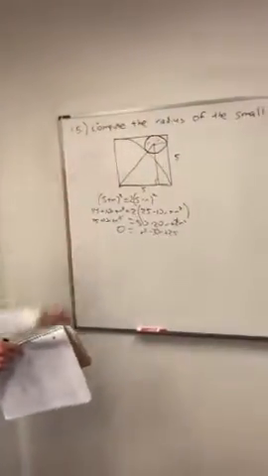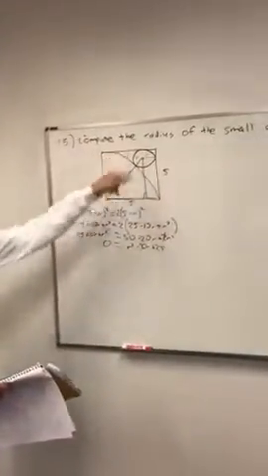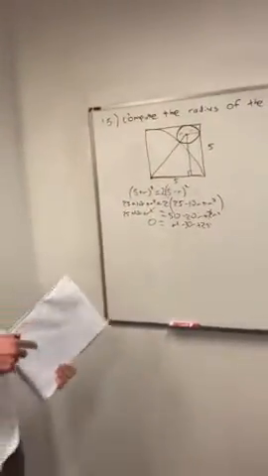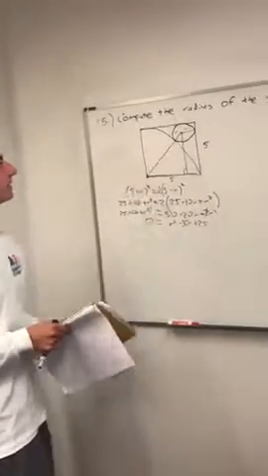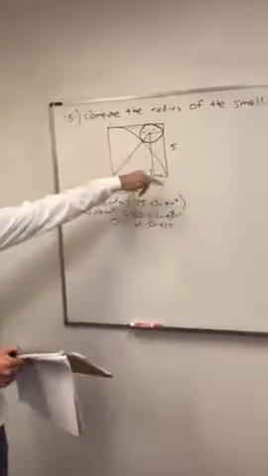Alright, we're good. Alright, so this is number 15. All we're doing is computing the radius of the small circle right here inside the big square. And the square has side lengths of 5, okay? So the first thing you gotta notice is this sector right here is part of a circle.